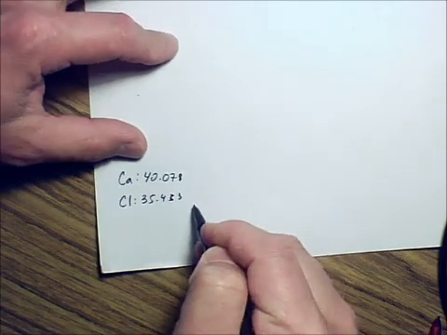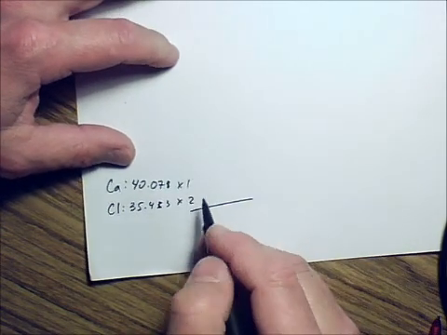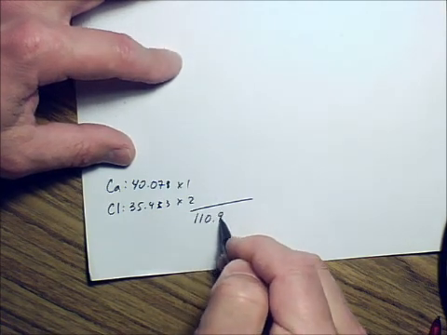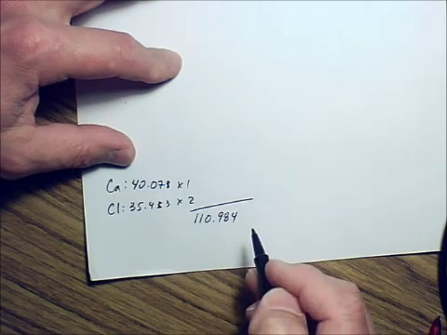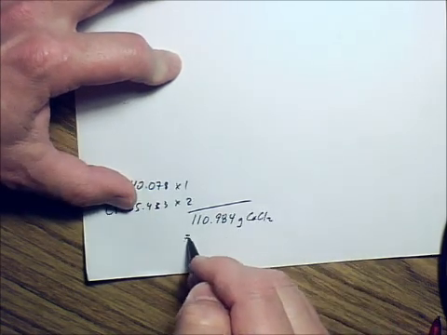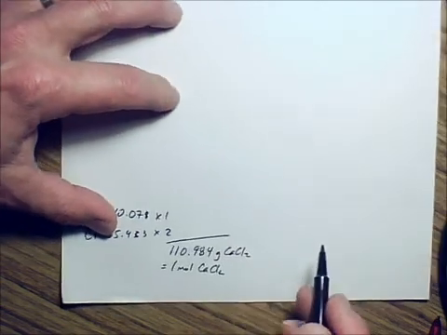All right, well, 35.453, and you do all the math, times 1, times 2, and what did we get? 110, so point what? We got 984. Okay, and I don't have to round anything off. That's grams of calcium chloride equals 1 mole of calcium chloride. Okay, good, we got that.